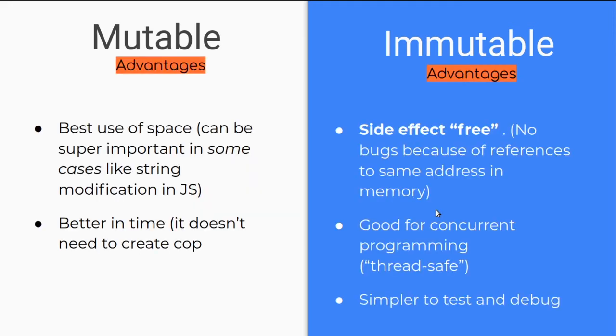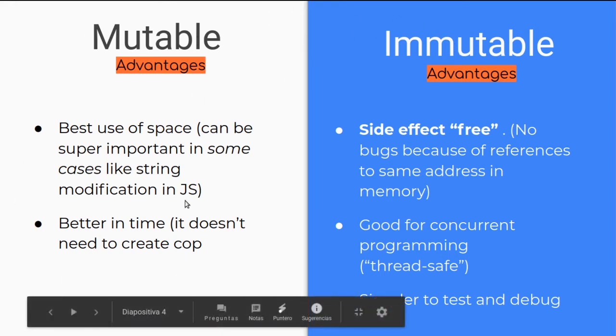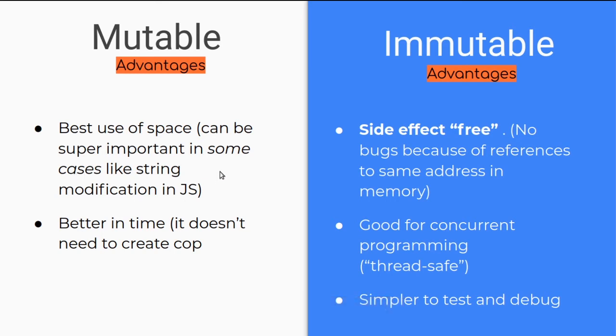Okay. So let's start. These are the advantages of mutable and immutable. If we have mutable, it is the best use of space. Why? Because as we know, it doesn't create new spaces in memory, right? So we basically save space in memory. We just overwrite the same address, and we don't have to use more space in memory. Okay, it can be super important in some cases, like we're going to see.